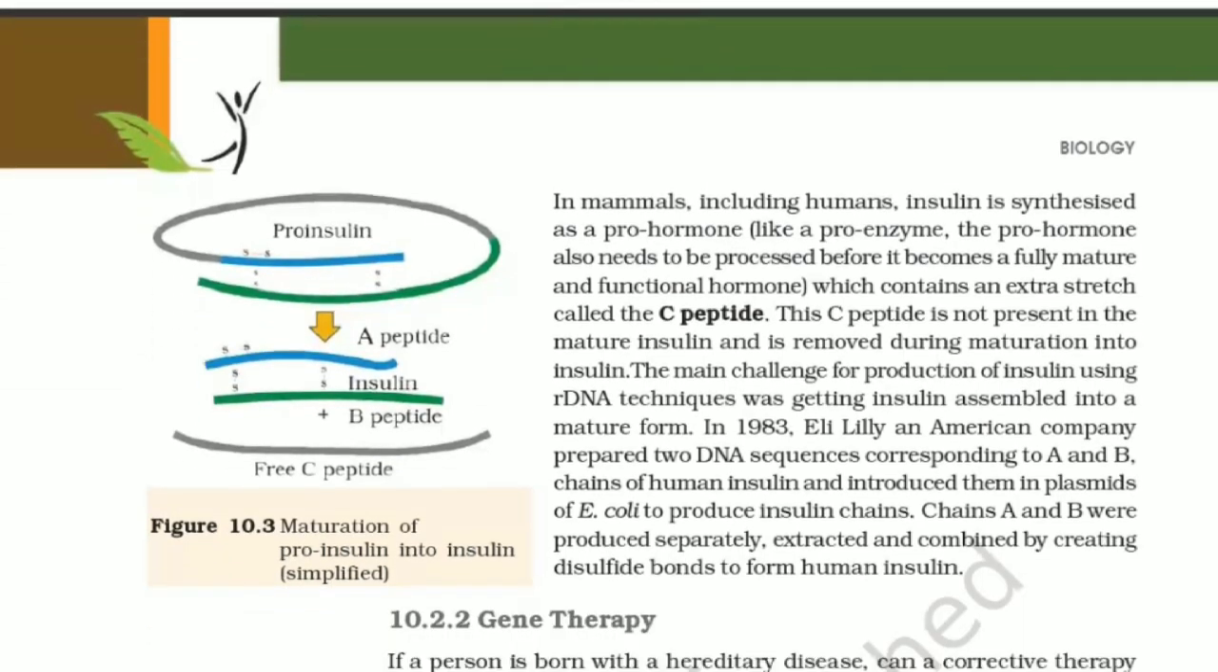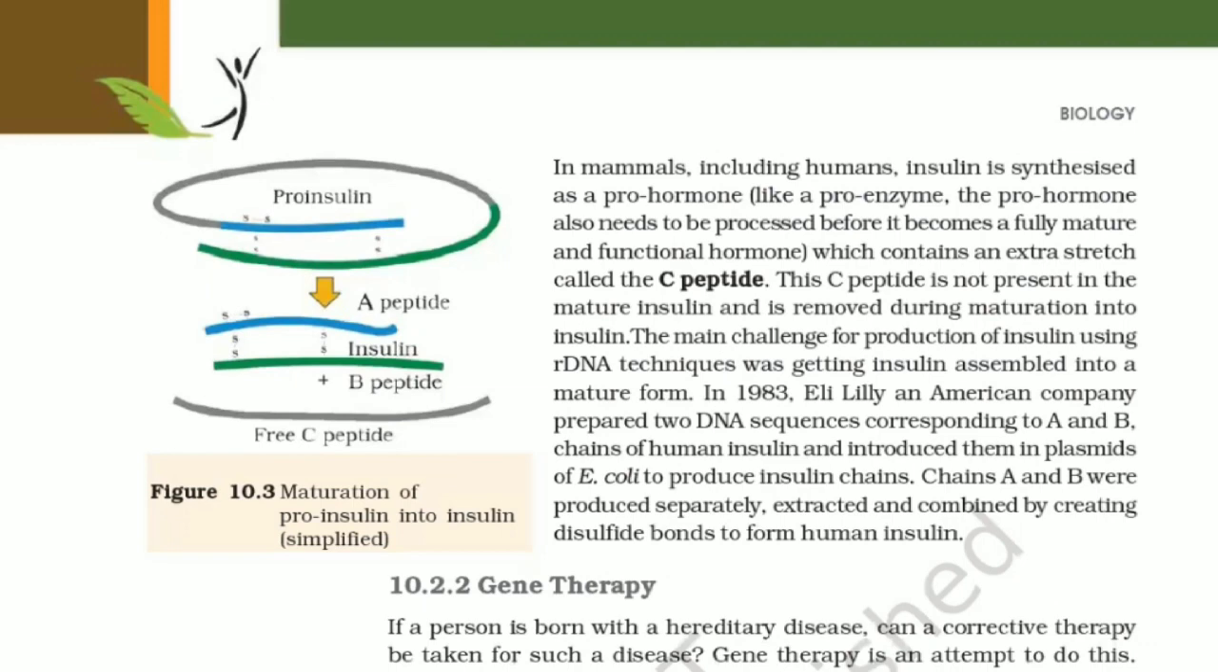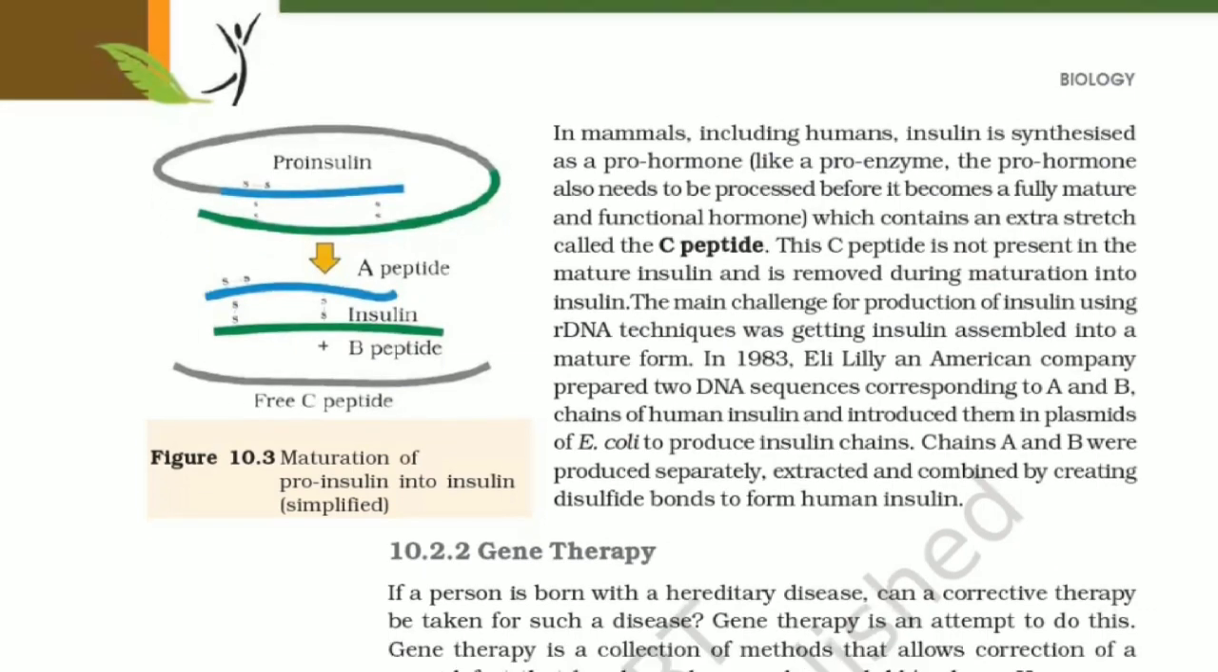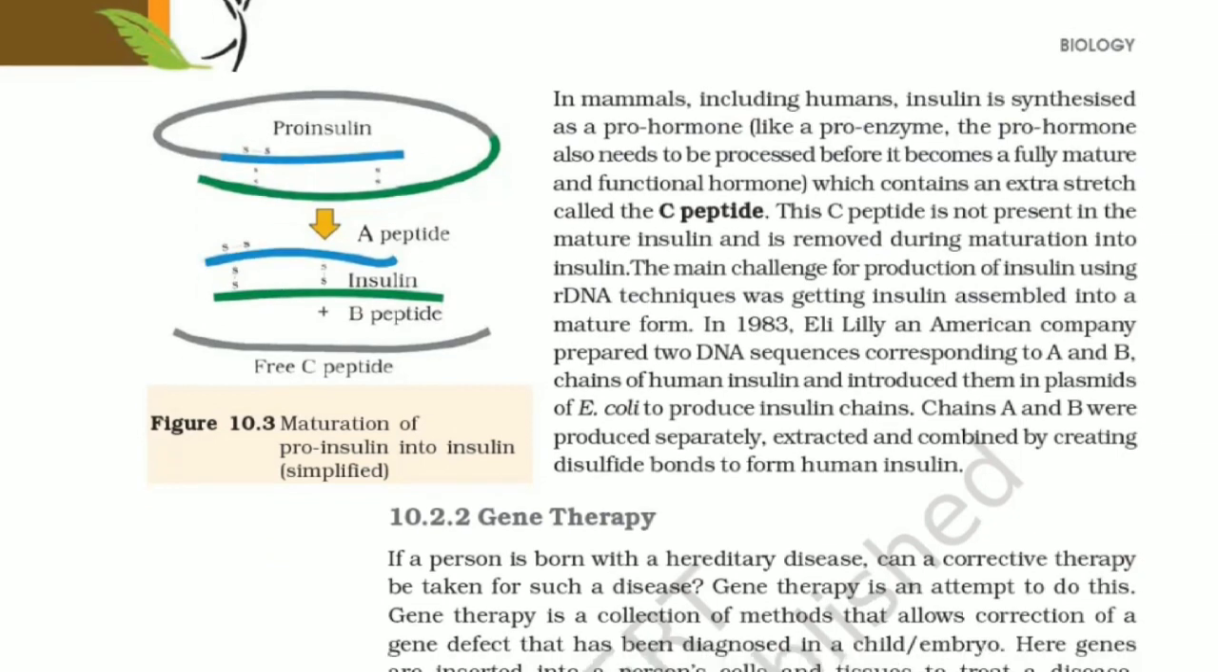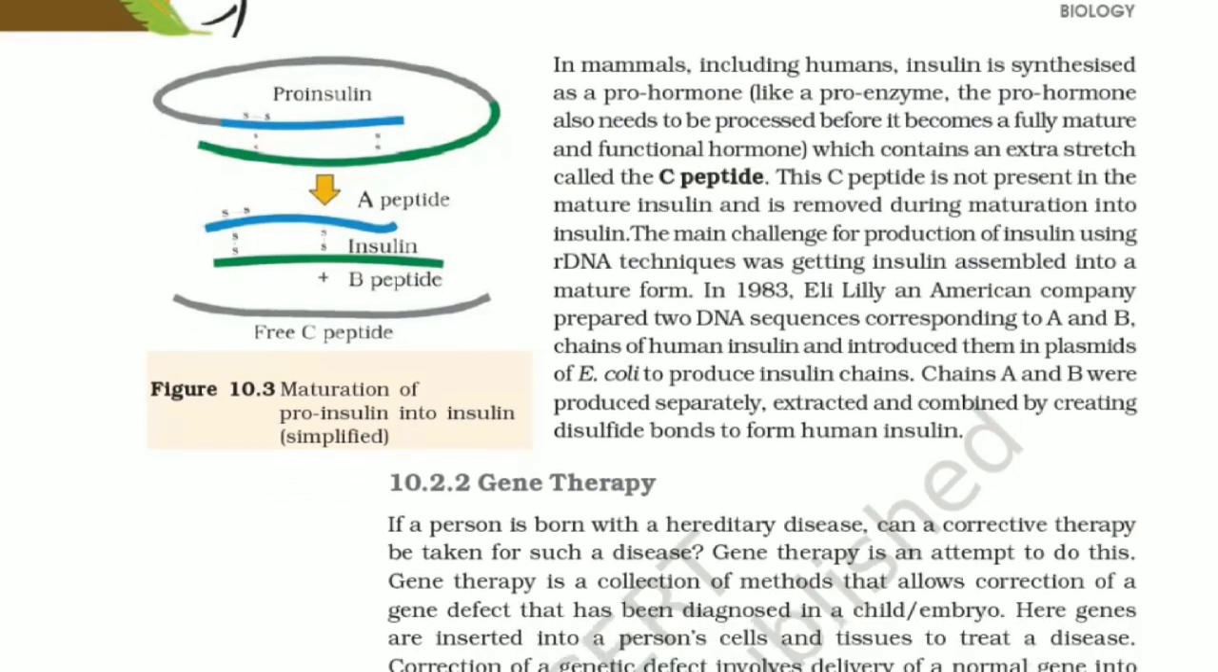In mammals, including humans, insulin is synthesized as a prohormone. Like a proenzyme, the prohormone also needs to be processed before it becomes a fully mature and functional hormone, which contains an extra stretch called the C peptide.